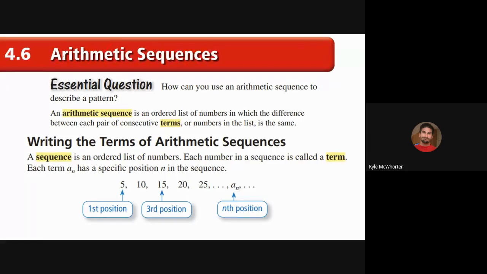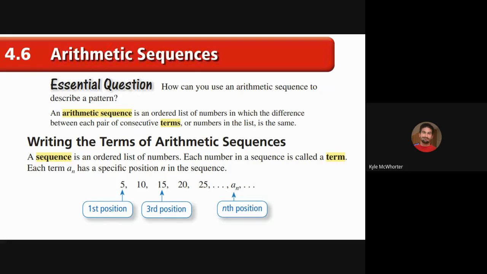To me, arithmetic sounds more like an adjective. I don't know, that's the way I heard it said when I was in college. So you'll probably hear me say arithmetic, but if you say arithmetic, that's totally fine. So we're learning about arithmetic sequences.